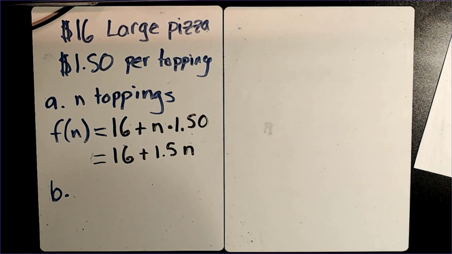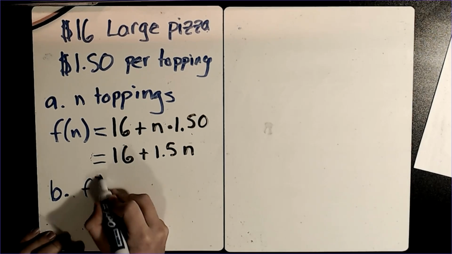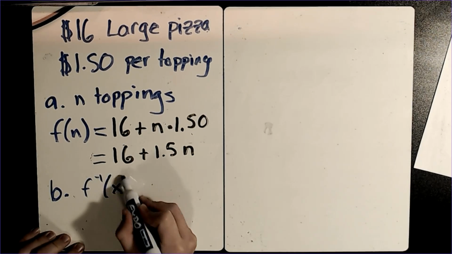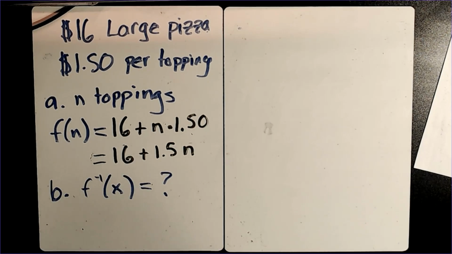So let's do B now. B is find the inverse of the function f. What does f inverse represent? So we're looking for the inverse. F inverse of maybe x. It doesn't really matter. Okay, we're trying to find that inverse function.